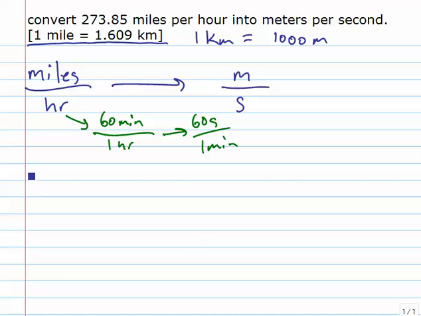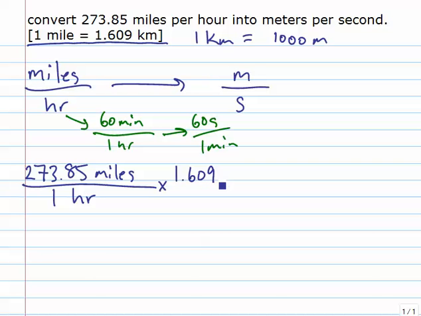And so we're going to begin with what we are given, the value 273.85 miles per hour, or per 1 hour. And we're going to multiply this by a conversion factor. I'm going to begin here with going from miles into meters. And so we know that 1 mile is equal to 1.609 kilometers. So we're going to write this as a conversion factor, 1.609 kilometers over 1 mile.